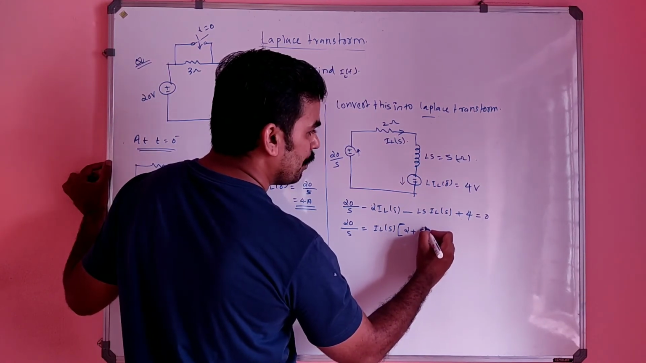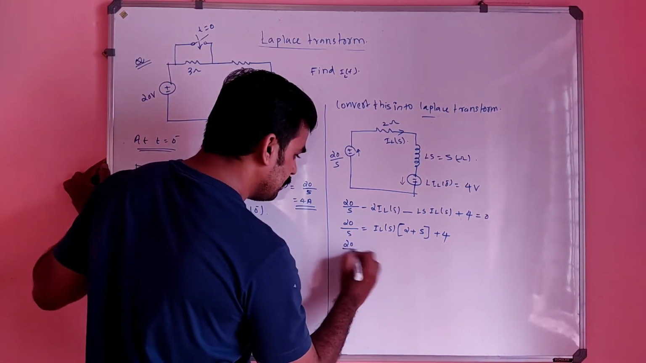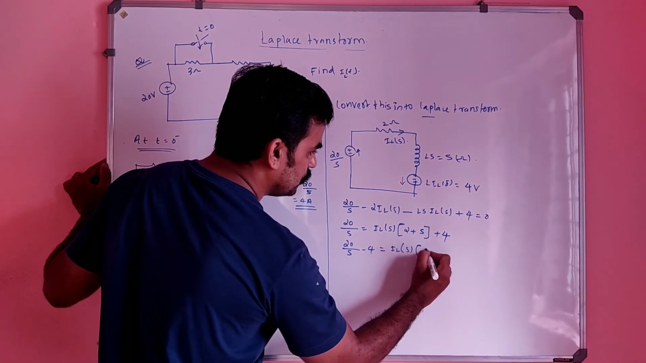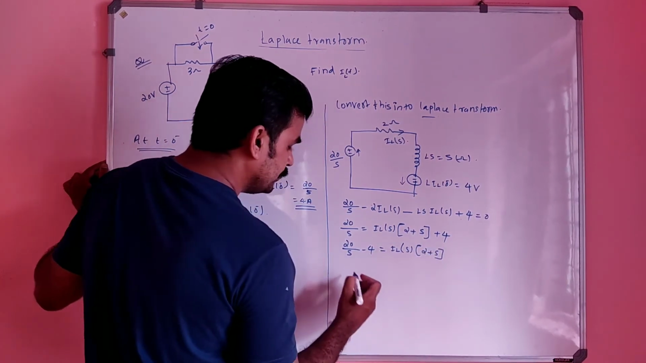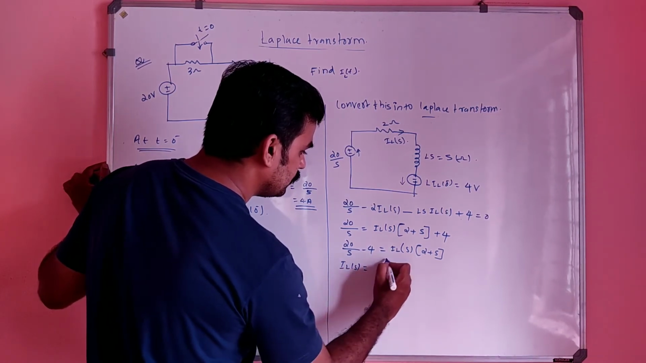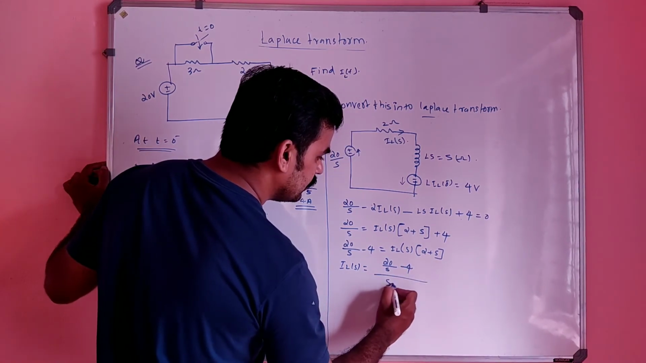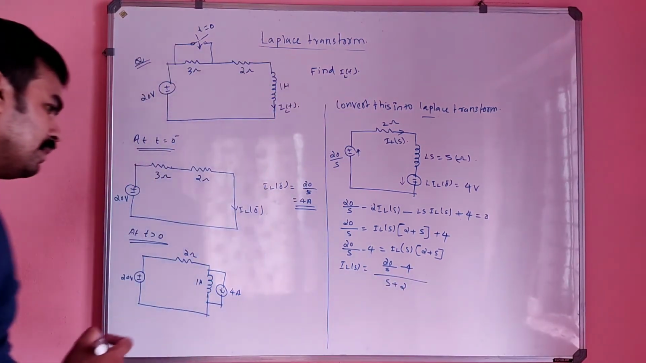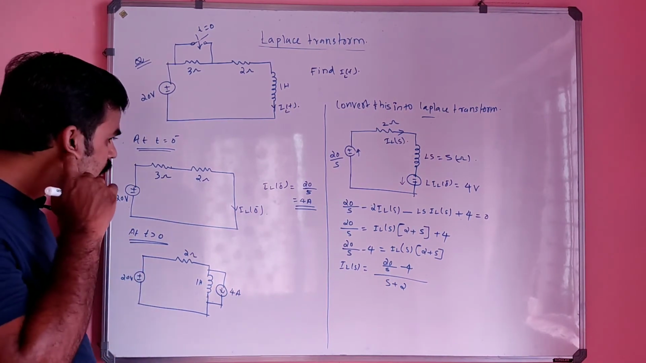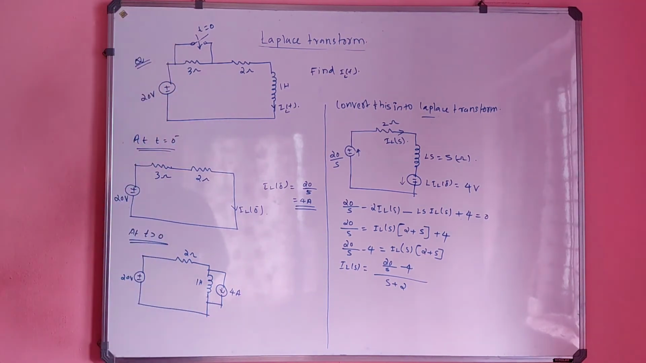Plus 4, correct? Or I can write 20 by S minus 4 will be equal to IL of S into 2 plus S. Or I can write IL of S will be equal to 20 by S minus 4, whole divided by S plus 2. Correct? Is it correct?